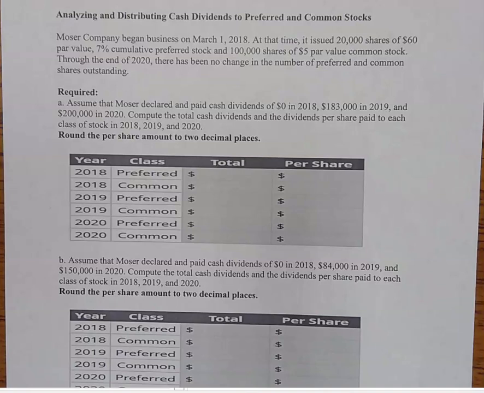Welcome to another exercise. This one deals with analyzing and distributing cash dividends to preferred and common stockholders of a company. In this particular case, we're going to be dealing with a special type of preferred stock called cumulative preferred stock. All right. So, a couple of words before we get started.